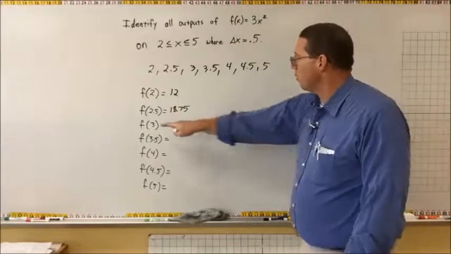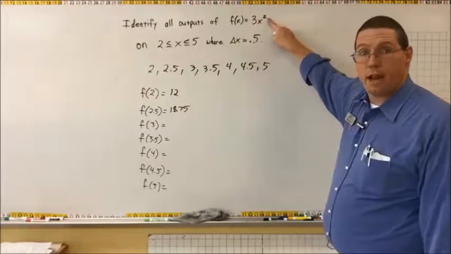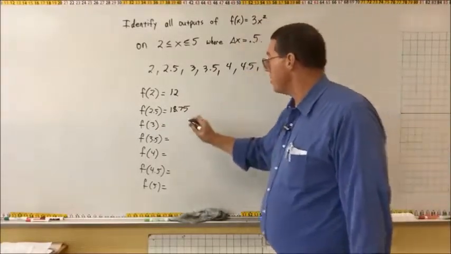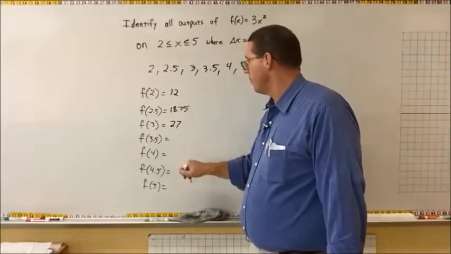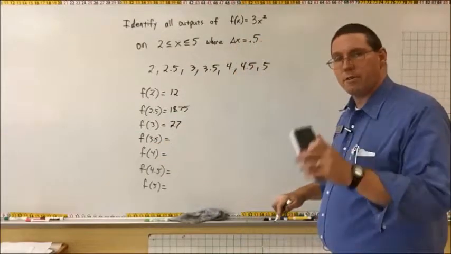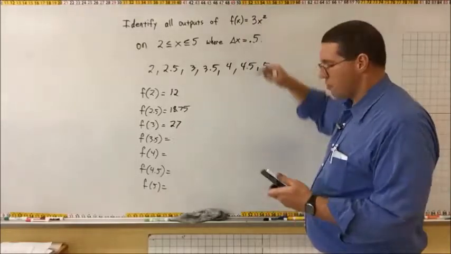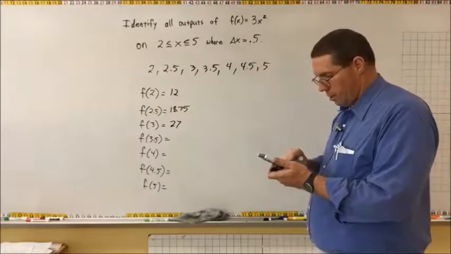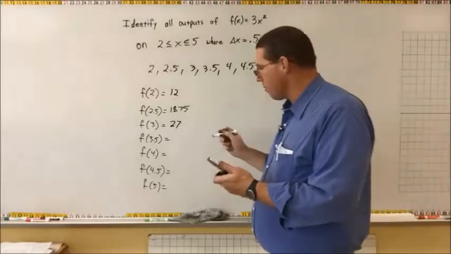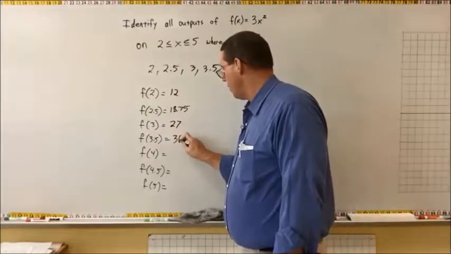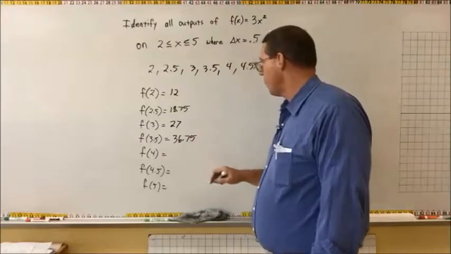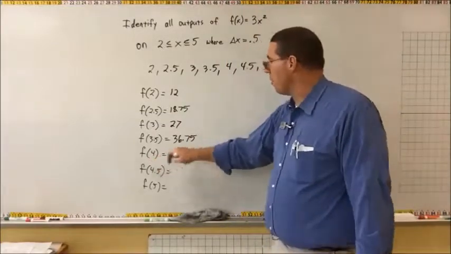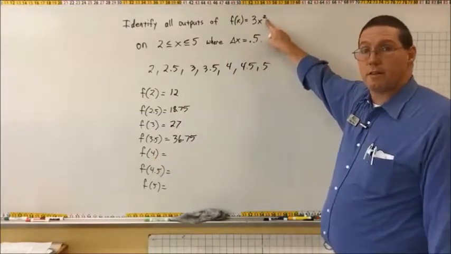Now we're going to plug a 3 in. Well, 3 squared, that's 9. And 9 times 3 is 27. So put a 27 here. Now we'll put in 3.5. I'll use a calculator for that. 3.5 squared, and then times 3, that gives me 36.75. All right, now I'm going to plug 4 in, and 4 squared, that's 16.